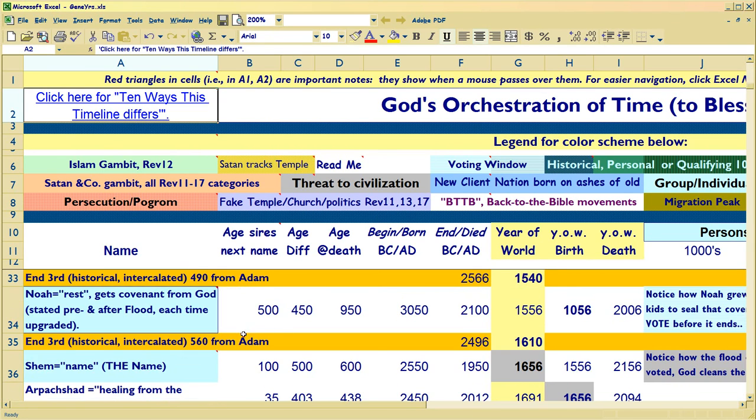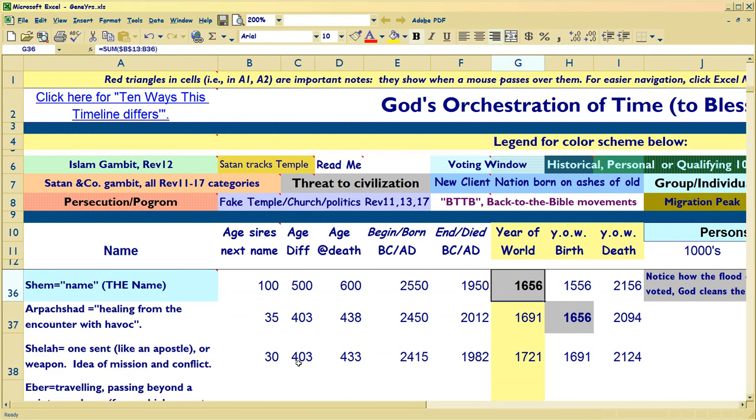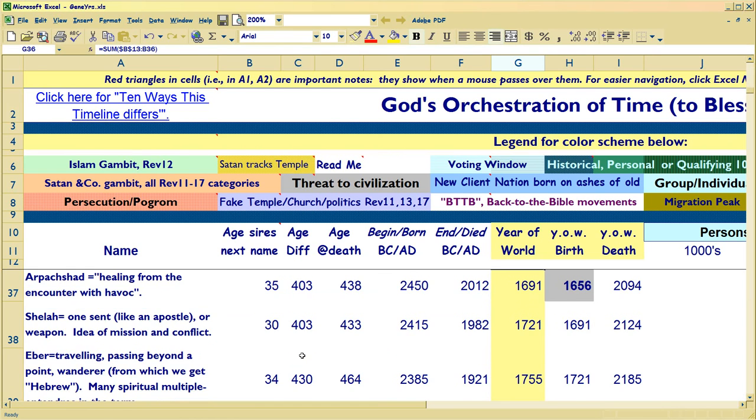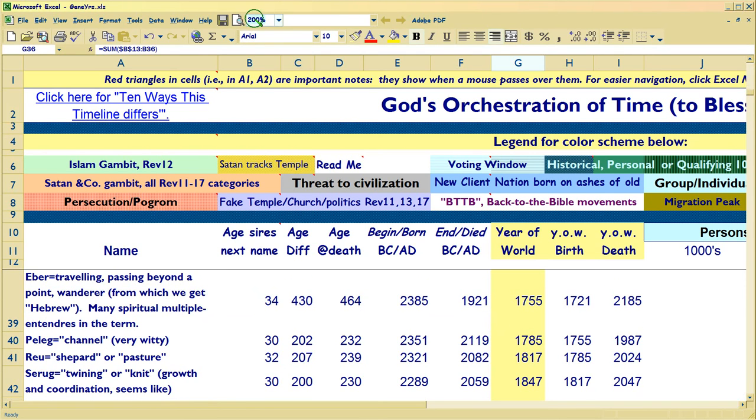See, here's Noah. All right, here's the flood. And this link to this will be in the video description. Let me make it smaller.